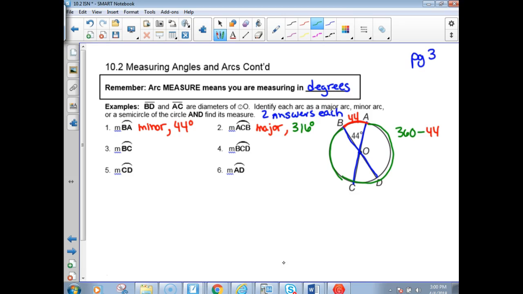All right. Arc BC is a minor arc because it's less than 180. I need to figure it out. Anybody have a strategy on how we could figure out arc BC? We need to know this angle. Cadence? Oh, yeah, you could do that. There's a little bit quicker way, though. Nothing wrong with your way. It would work.